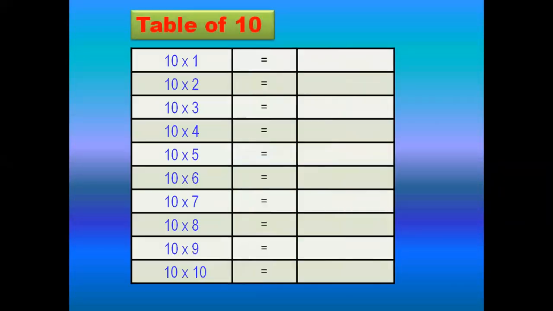Table of 10. 10 ones are 10, 10 twos are 20, 10 threes are 30, 10 fours are 40, 10 fives are 50, 10 sixes are 60, 10 sevens are 70, 10 eights are 80, 10 nines are 90, 10 tens are 100.